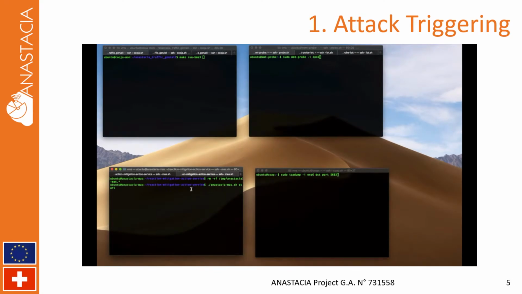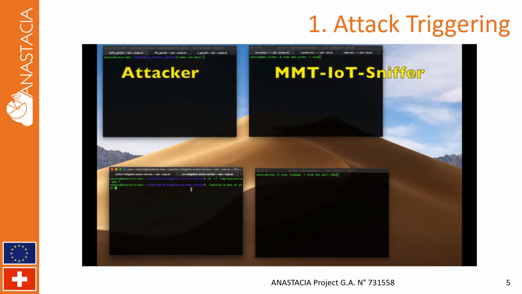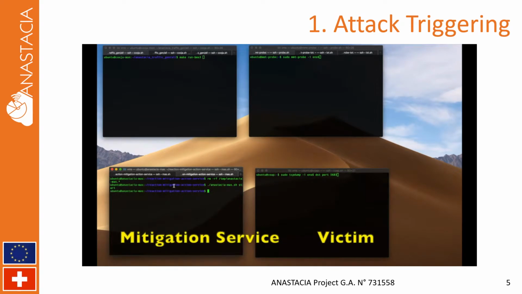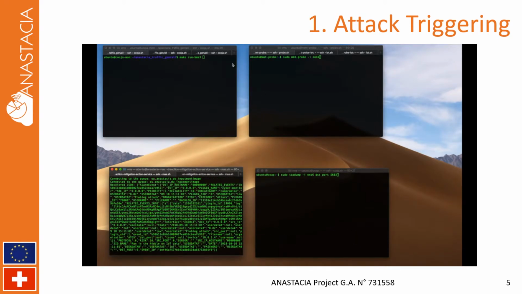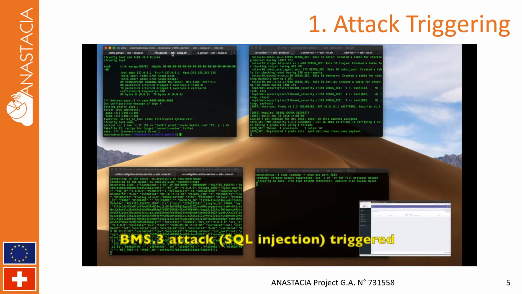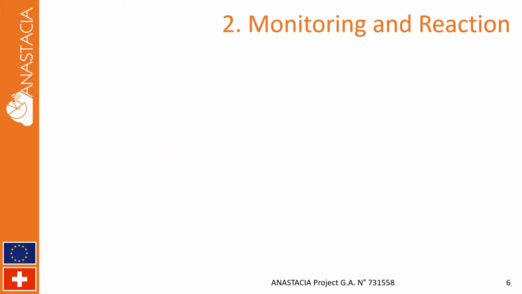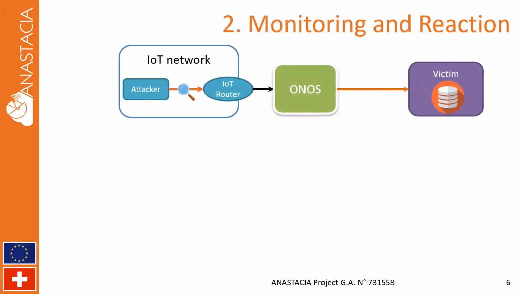In this screen, we can see the attacker and the MMT sniffer, as well as the mitigation action service and the victim. We will start the mitigation action service and we'll also start watching the traffic in the victim. So we will be able to see the packets going towards the victim. We'll also see that the BMS.3 attack, and in this case the SQL injection, has been triggered. The configuration we have so far is an attacker that is performing an SQL injection attack towards the victim.